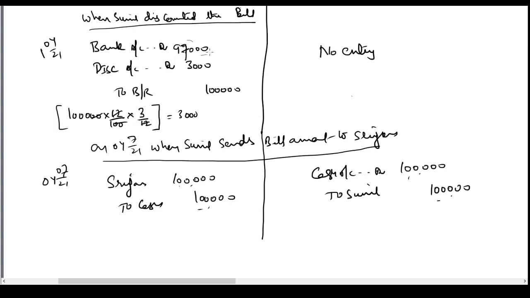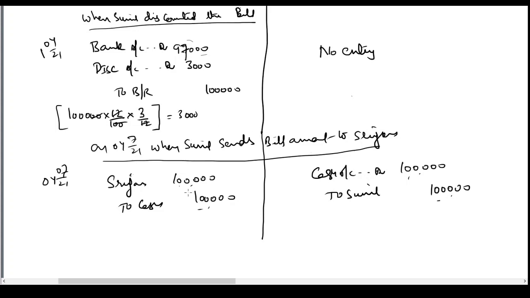He cannot send 97,000. Suppose Sunil says, no, I'll give only 97,000. That means for the money used by Sunil, Srujan would have to pay interest to the bank. So Sunil cannot do that. Sunil has used 1 lakh rupees on the bill. He has got 97,000 3 months early, and the balance 3,000 is the discount he has to suffer. So he has to pay the full bill amount to Srujan.